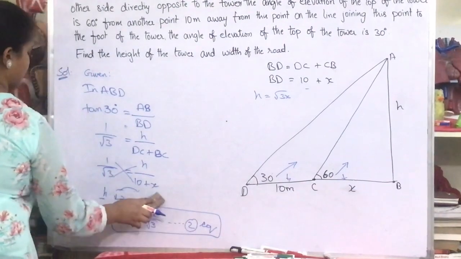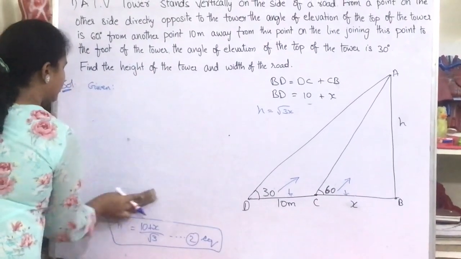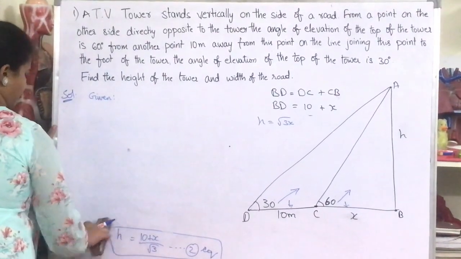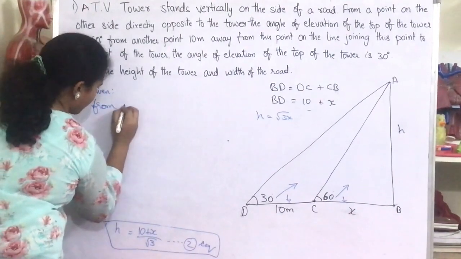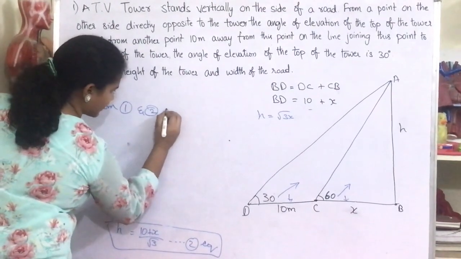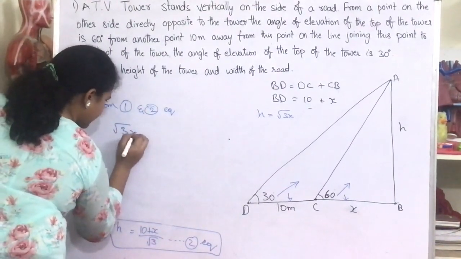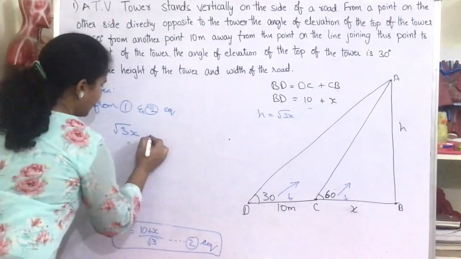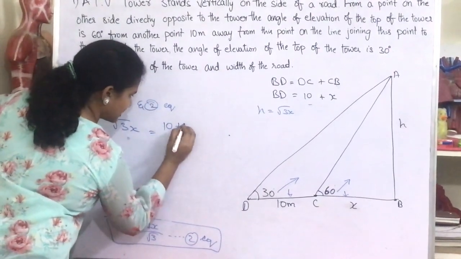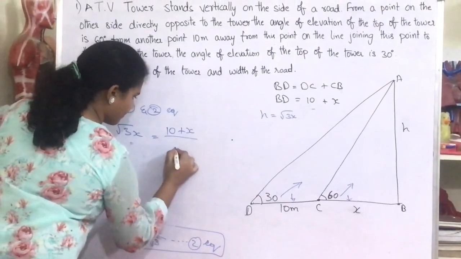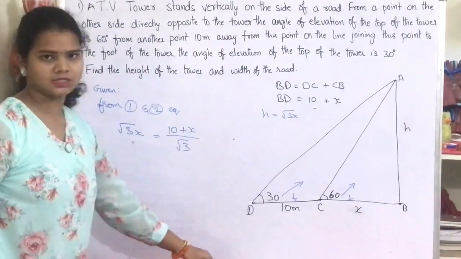Now from the first and second equations, the first equation here is root 3 x equals, the second equation we got, 10 plus x by root 3. Then now just simplify this.